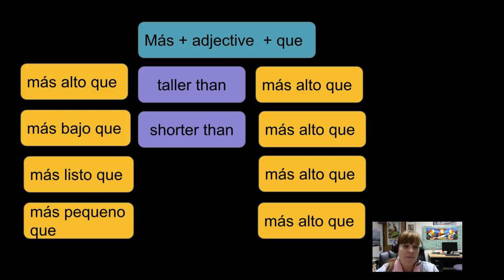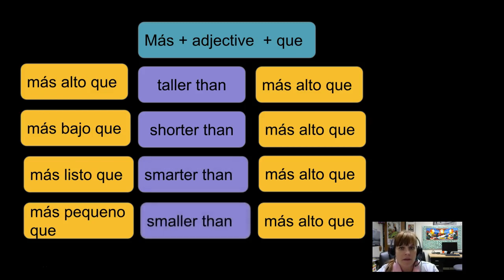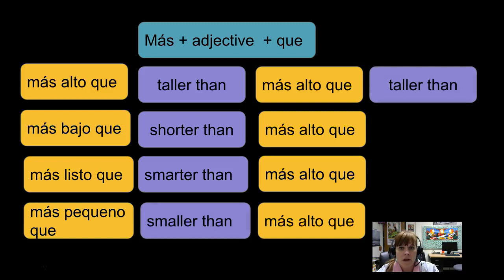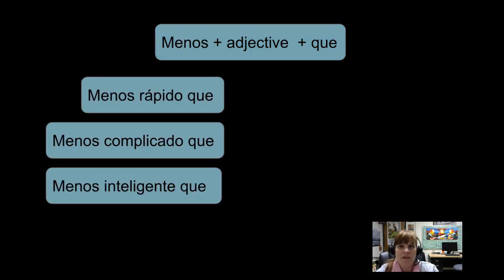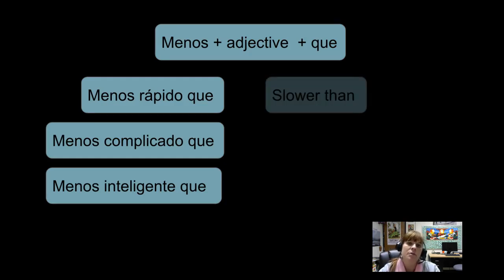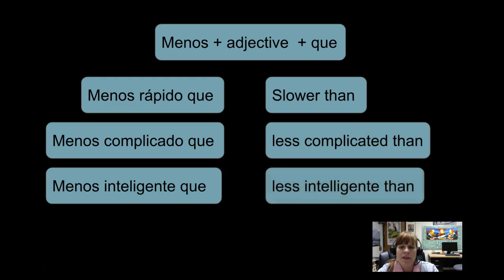Más listo que, smarter than. Más pequeño que, smaller than. Más alto que, taller than. Oh, I guess I have a whole bunch of the same examples, but you guys can see the gist of it. So I did also a couple for menos adjective que, menos rápido que. So you wouldn't say less slower than in this context. You would just say slower than. Menos complicado que, less complicated than. Menos inteligente que, less intelligent than. I mean, you probably could say stupider, but that's probably not a word that you would want to use. But that's up to you.